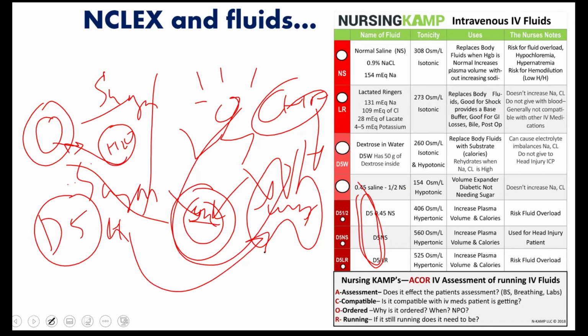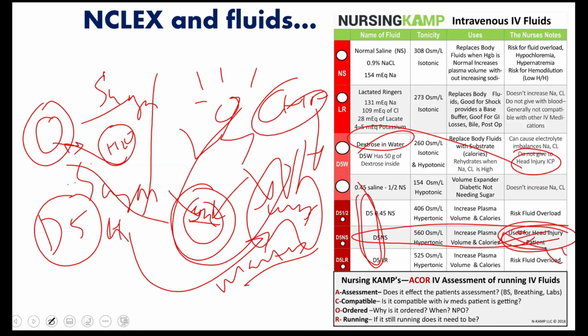But as we've learned before with mannitol, sugar is great for the brain. And that's why we use it for a head injury, because the brain likes sugar. It's more osmotically active for the brain. We said it's not the front line. So most likely on NCLEX and different things like that, you tend to have this, and not so much this, but more most likely the fluid overload.